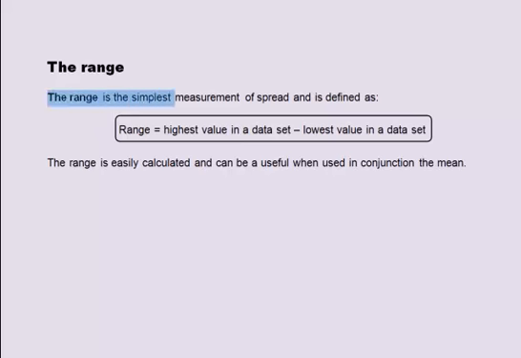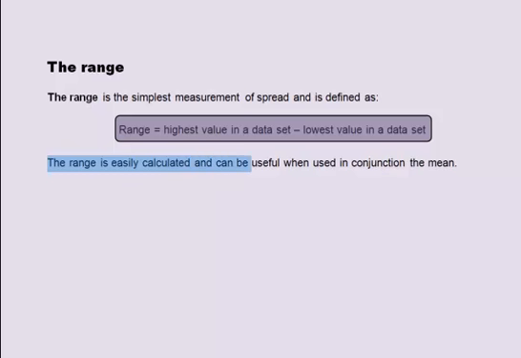The range. The range is the simplest measurement of spread and is defined as range equals highest value in a dataset minus lowest value in a dataset. The range is easily calculated and can be useful when used in conjunction with the mean.